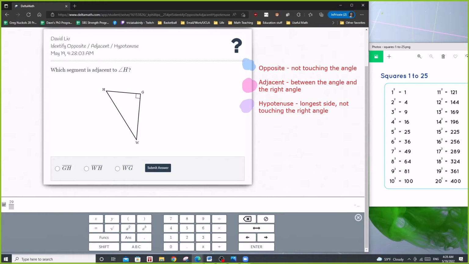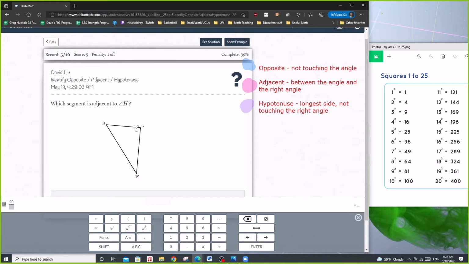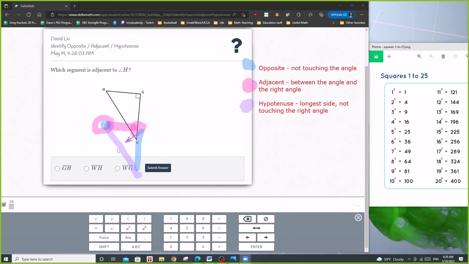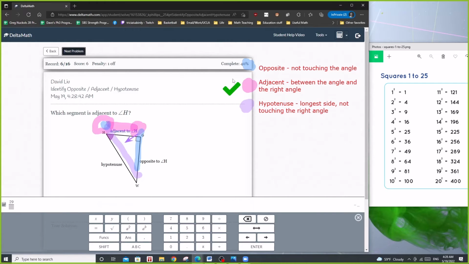Here we go. So let's color it in again. Here is your angle, H. Here's a right angle. So connecting them is your adjacent side. Meanwhile, the long side is your hypotenuse. It's not touching the right angle. And your opposite side is here. It's not touching H, okay? So adjacent is H to G, or GH, okay? All right.